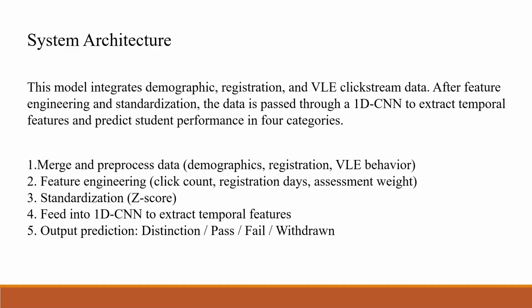This model uses three types of student data: demographics, registration info, and VLE click behavior. First, it merges and processes the data. Then it creates features like click count and registration days and standardizes them using Z-score. The processed data goes into a 1D CNN model to learn patterns over time. Finally, the model predicts student performance in four categories: distinction, pass, fail, or withdrawn.